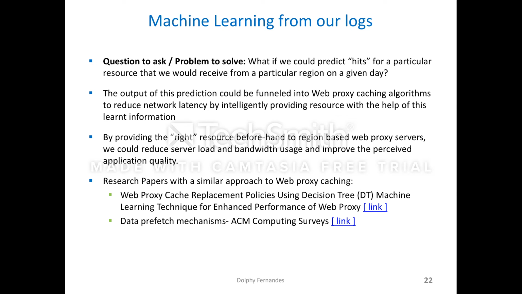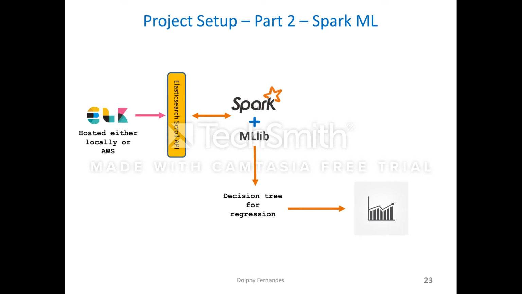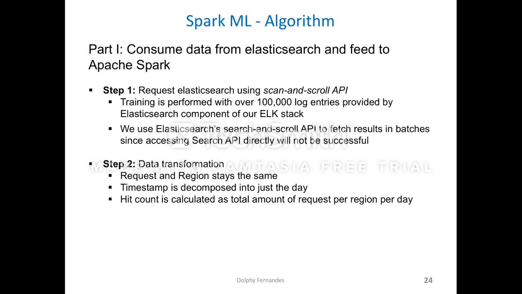Now that we have read huge amounts of logs into our Elk stack, we will now consume this information from Elasticsearch into our Apache Spark machine learning. This is how Spark is going to consume data from the Elk stack using Elasticsearch Scroll API. The data will be fed to the decision tree so that we can predict the request hits coming from a particular region on a given day.